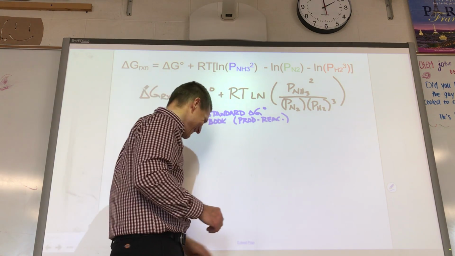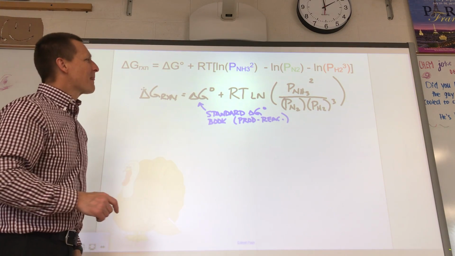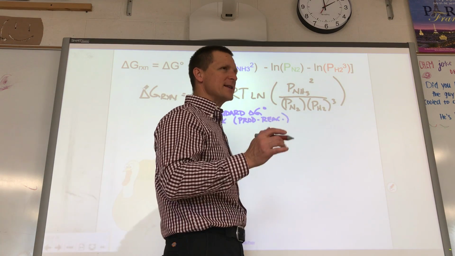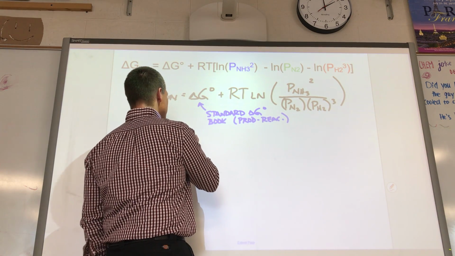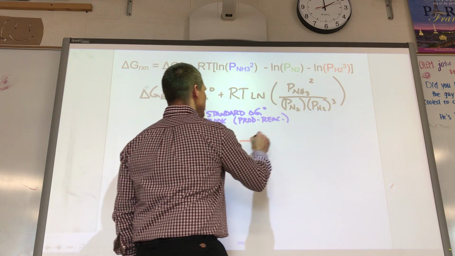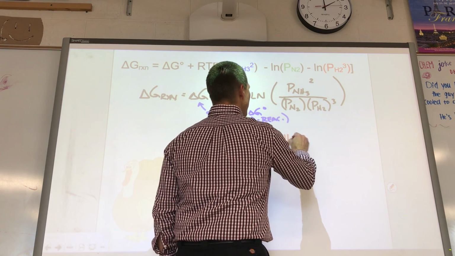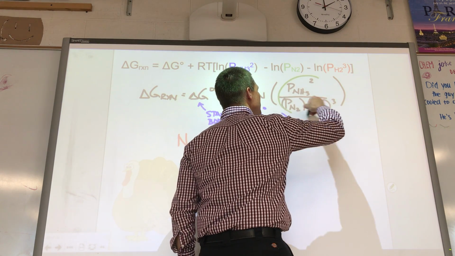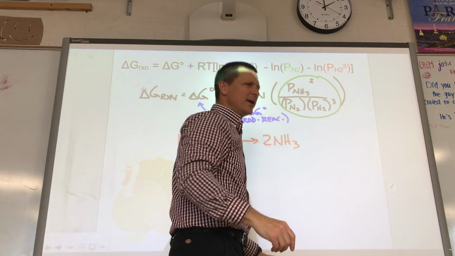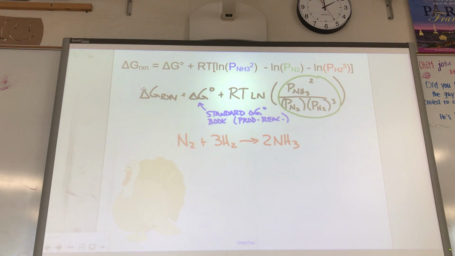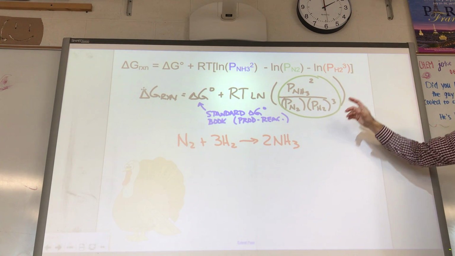Wait, so is this the final one? Not quite. Oh, okay. But here's why it's not quite. This is the chemical equation we were working with. It was nitrogen plus 3 hydrogens yields 2 NH3. Now I'm going to challenge your brain, your memory really. There was something that we did last year in Chem 1 at the end of the year.